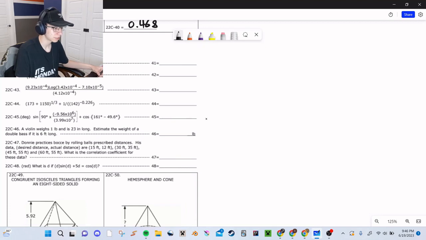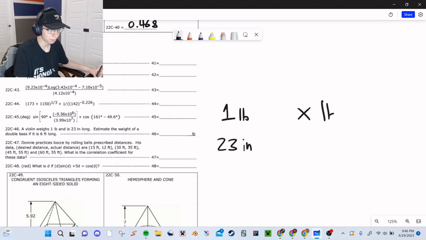Okay, 46. So this question says a violin weighs 1 pound and is 23 inches long. And I want to estimate the weight of a double bass. So I don't know what the weight of the bass is, so I'm going to just put X pounds. If it is 6 feet long, let's change feet to inches. Let's multiply by 12. So 72 inches long.